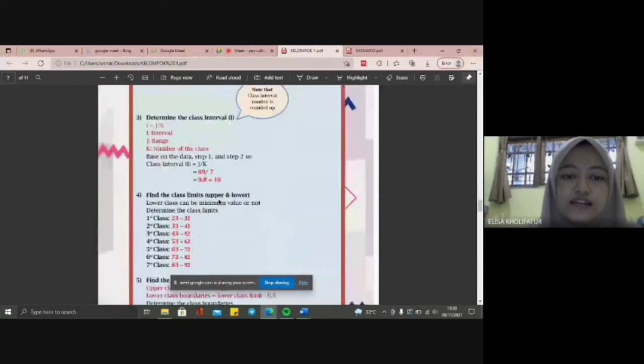Number 3, determine the class interval. I equals J per K, where I is the interval, J is the range, and K is the number of classes. Based on the data from step 1 and step 2, the class interval is J per K. So the answer is 10.